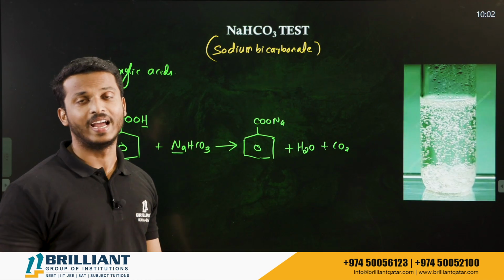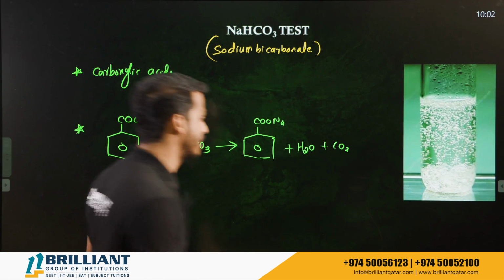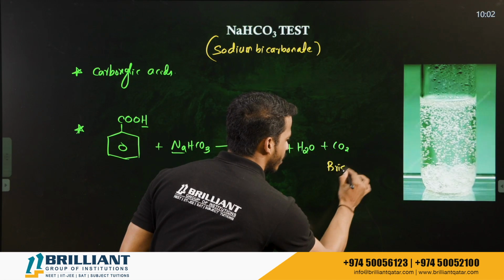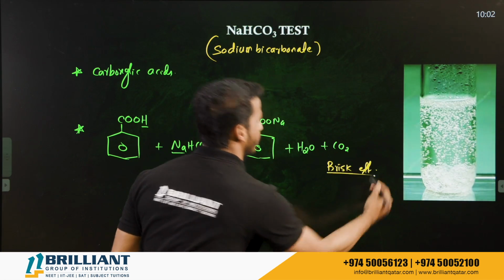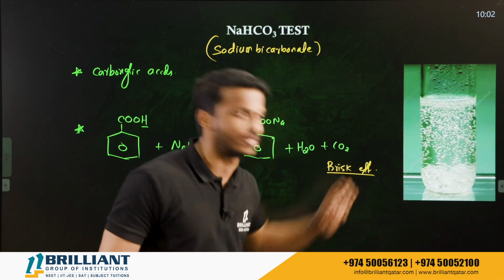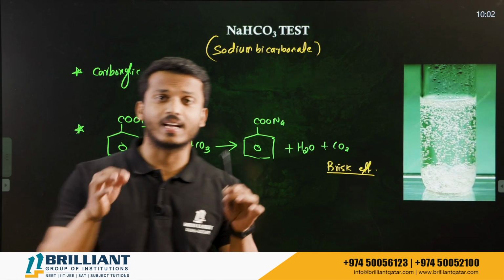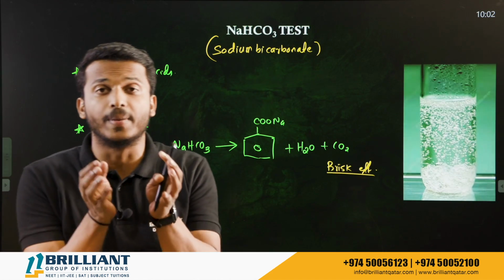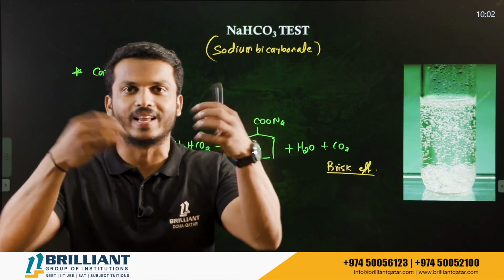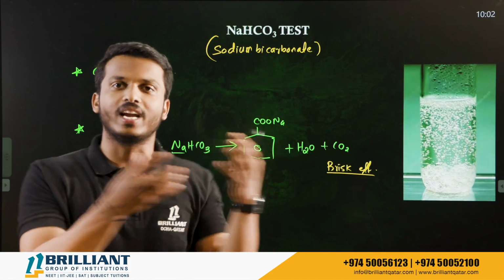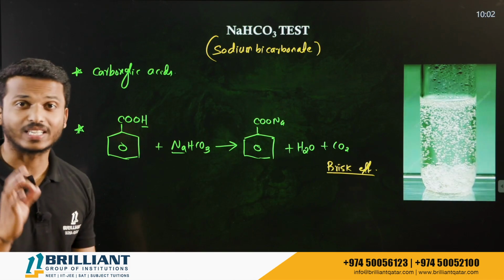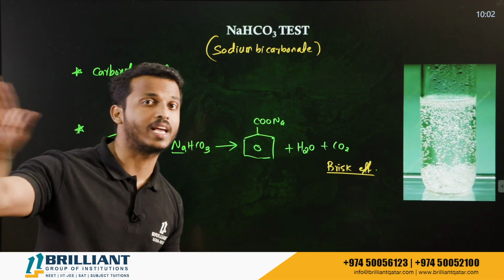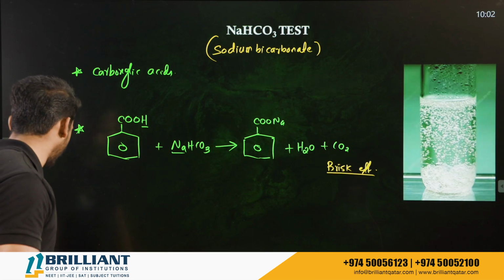What is happening there? It is called brisk effervescence, dear all. The observation is called brisk effervescence. You can see it like this. So when you treat a carboxylic acid with sodium bicarbonate, you will get brisk effervescence, meaning bubble generation. What is that bubble? Carbon dioxide in the solution. So this is a test for only carboxylic acids. Clear, all of you? That is the fifth test.